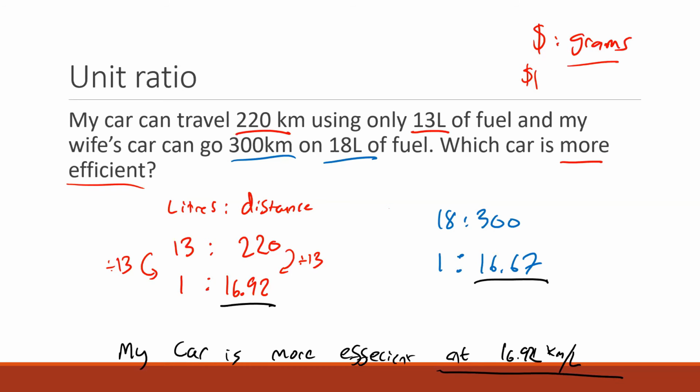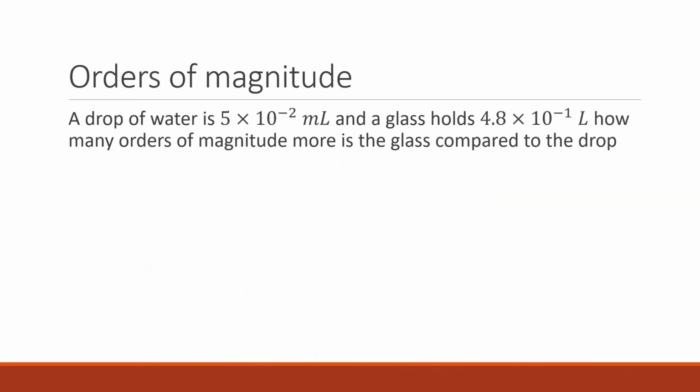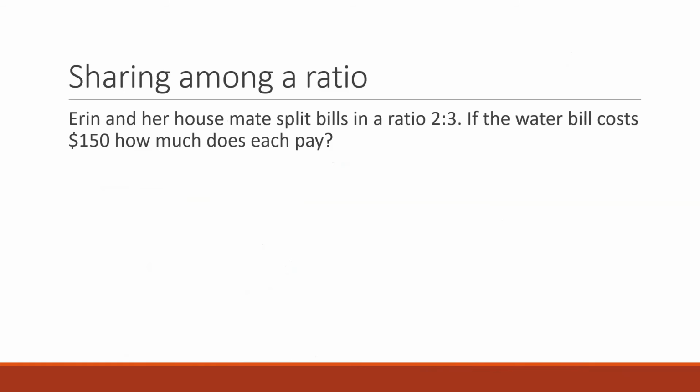Okay, we're going to power through because we've got three questions left. Erin, this one's a pretty quick and easy one, but sometimes students forget how to do it. Erin and a housemate want to split bills in a ratio of 2:3. If the water bill costs $150, how much does each pay?